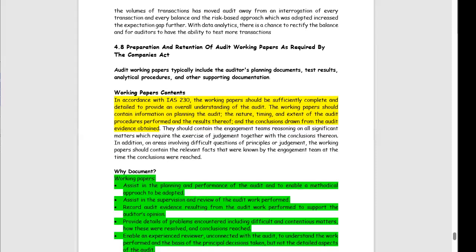Next is that record audit evidence resulting from the audit work performed to support the auditor's opinion. And next, provide details of the problems encountered, including difficult and contentious matters, how these were resolved and conclusions reached. And next, enables an experienced reviewer, having no previous connection with the audit, to understand the work performed and the basis of the principal decisions taken, but not the detailed aspects of the audit.